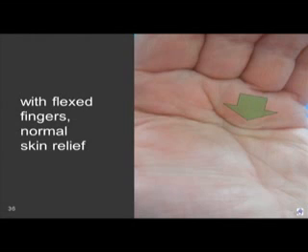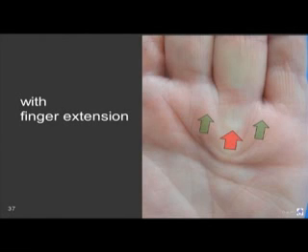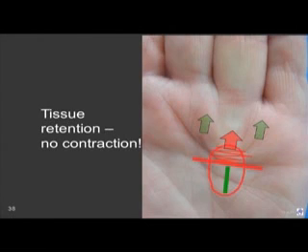The nodules originate principally between the skin and the fascia, the deep structures. Growth by expansion causes the nodule to replace subcutaneous adipose tissue. This is not a contraction. With flexed fingers, normal skin relief. With finger extension, tissue retention. The tissue near the nodule is fixed, not a contraction.